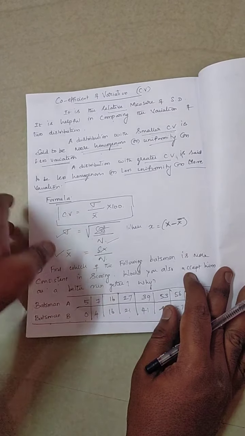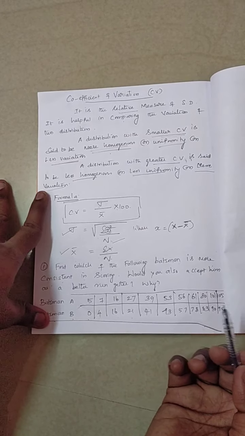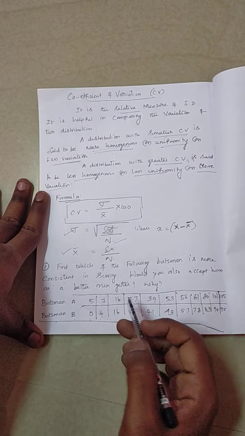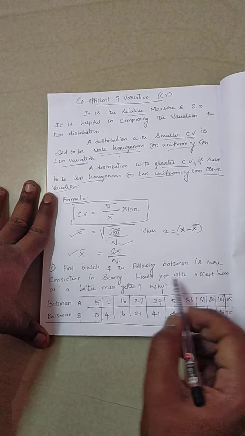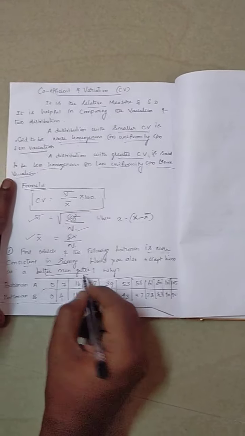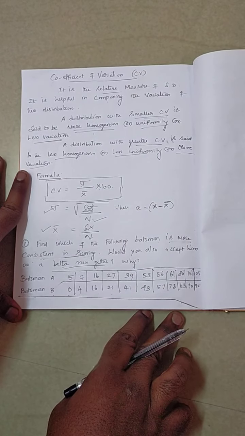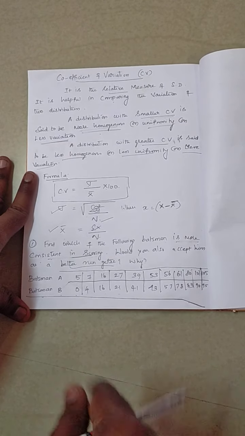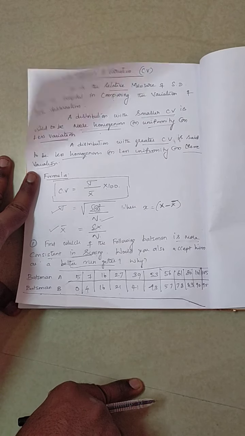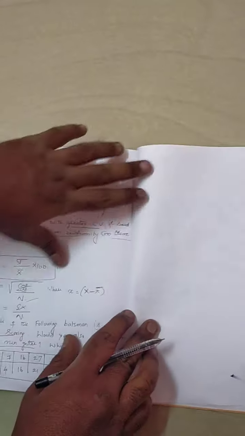Here they have not mentioned directly to find the coefficient of variation. If you find words like "consistent", "more consistent in scoring", "better run getter", these are all hints for a coefficient of variation problem. They will not be given directly. We have to identify whether the given problem is coefficient of variation or not by using these words. Now we'll go for the solution.